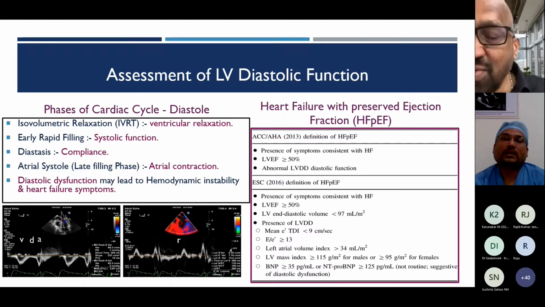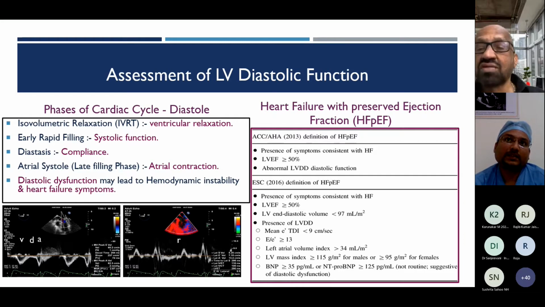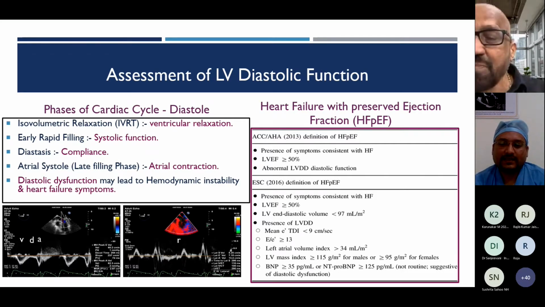And you mentioned about E by VP ratio. If it is greater than 1.4 in presence of atrial fibrillation, and septal E by E prime more than 30, that also is indicative. These are some of the indirect evidence of diastolic dysfunction.